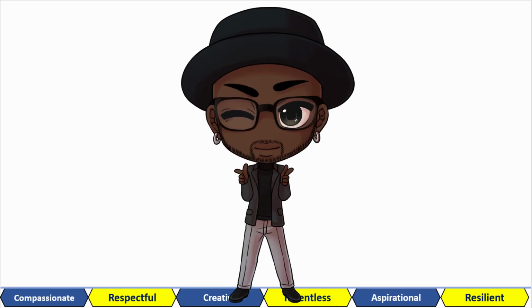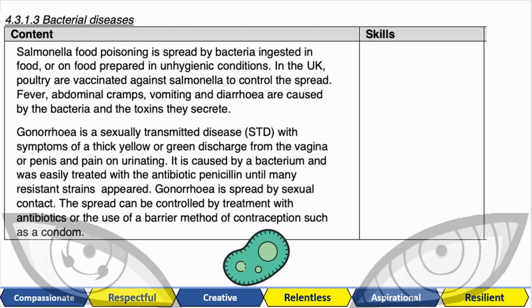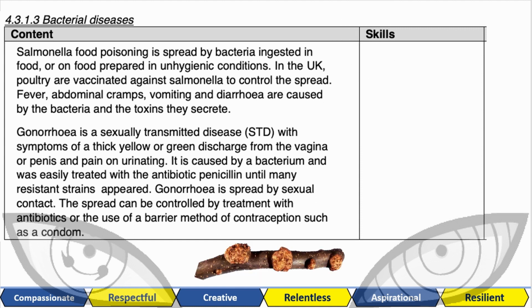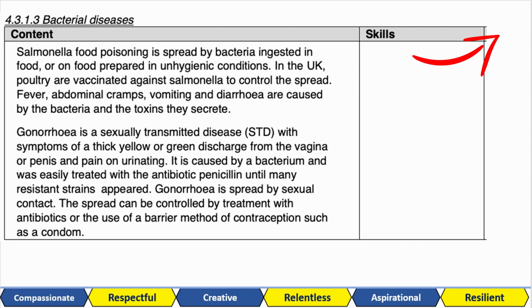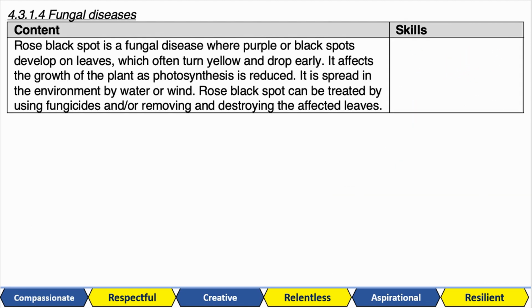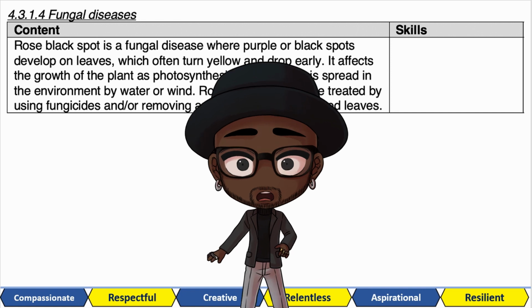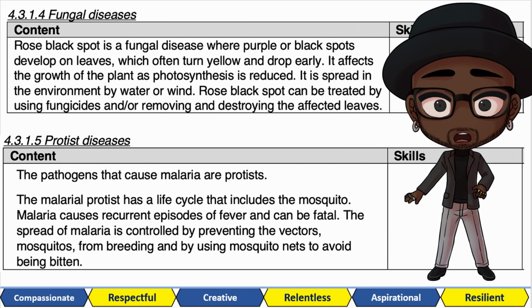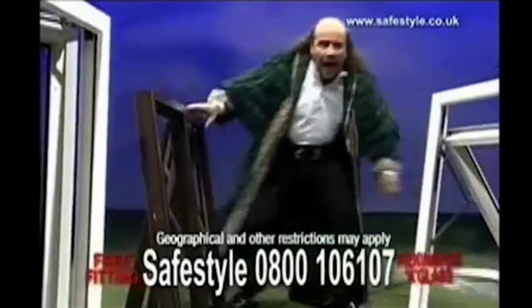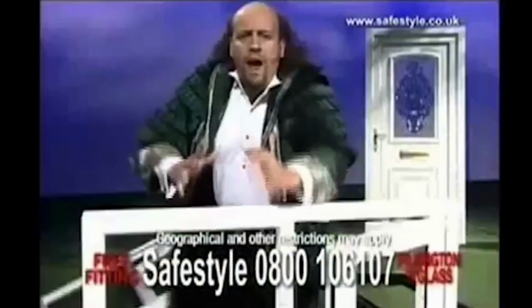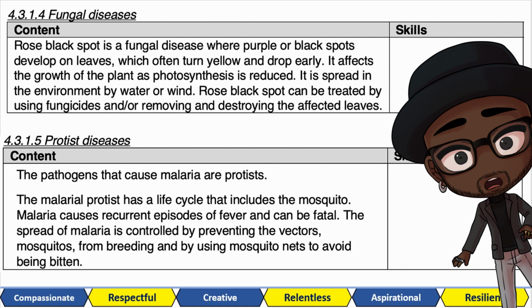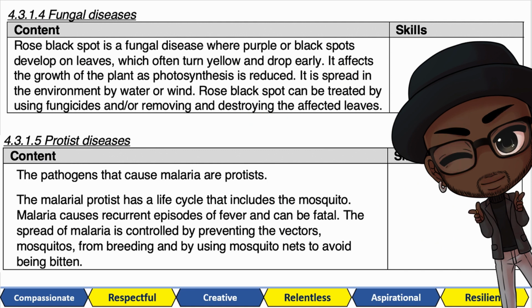Yes, it's Uncle Jegs. Last time we looked at bacterial diseases, specifically Salmonella, gonorrhea, and a bonus of agrobacterium. Click the card to check that one. This lesson's all about fungal diseases, but guess what? I'll throw in protist diseases as well. You buy one, you get one free. Right now. So, let's chop some science.